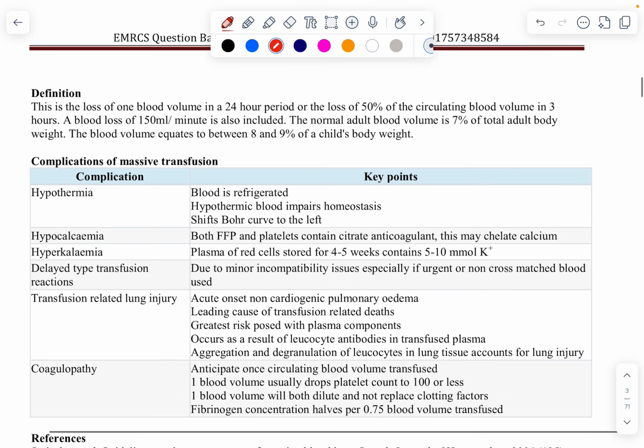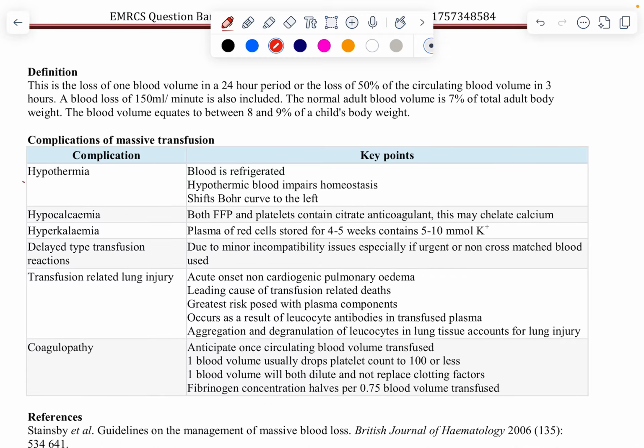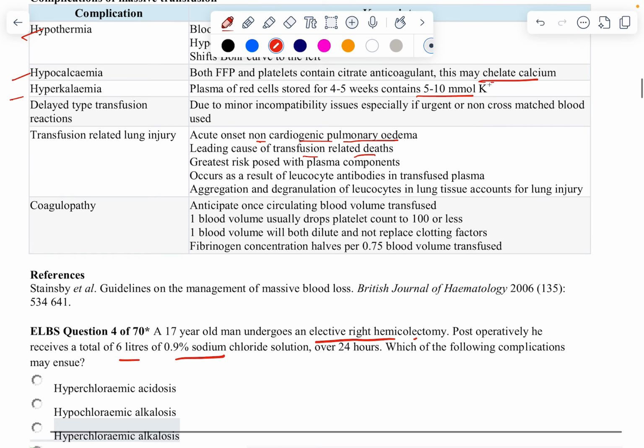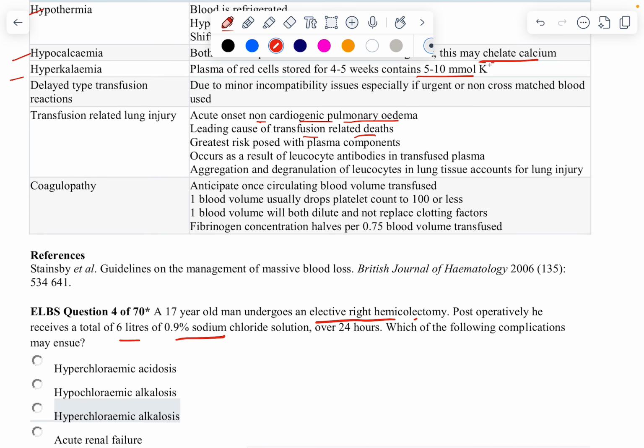Blood is refrigerated. Complications: hypothermia is one complication. Hypocalcemia, because of calcium chelation. Hyperkalemia, potassium is raised. Transfusion-related acute onset non-cardiac pulmonary edema is there. Transfusion deaths. The next question is a 17-year-old man undergoing electrophysiology, whose post-operative release is 6 liters of sodium chloride.